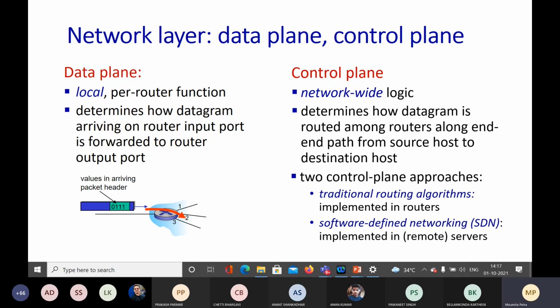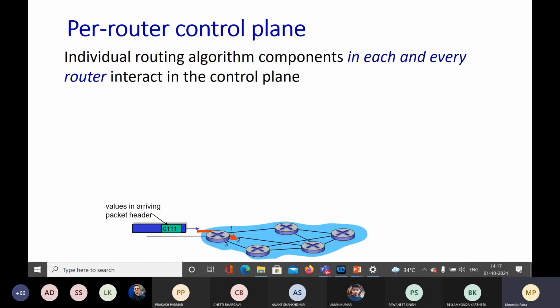Okay, but first, this network layer chapter has been divided into two modules. Okay, one is your data plane module, another is your control plane module. First, we will start with the data plane module.